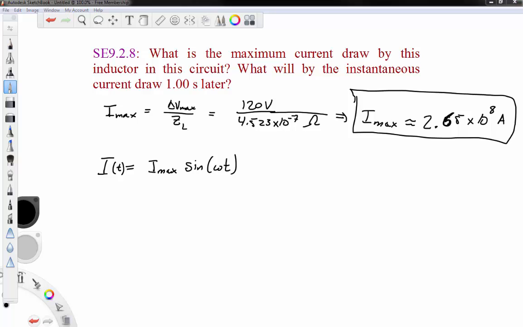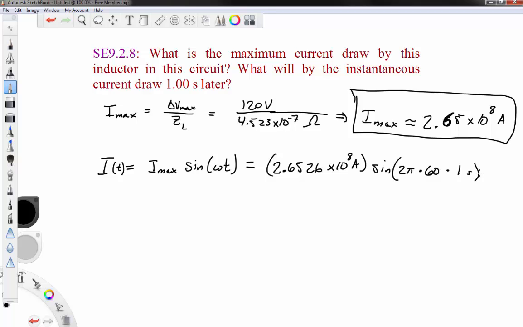So basically that means that we plug in this number that we just got, the 2.6525 or whatever, times 10 to the 8 amps, and we multiply that by the sine of 2 pi times 60 hertz times 1 second later.